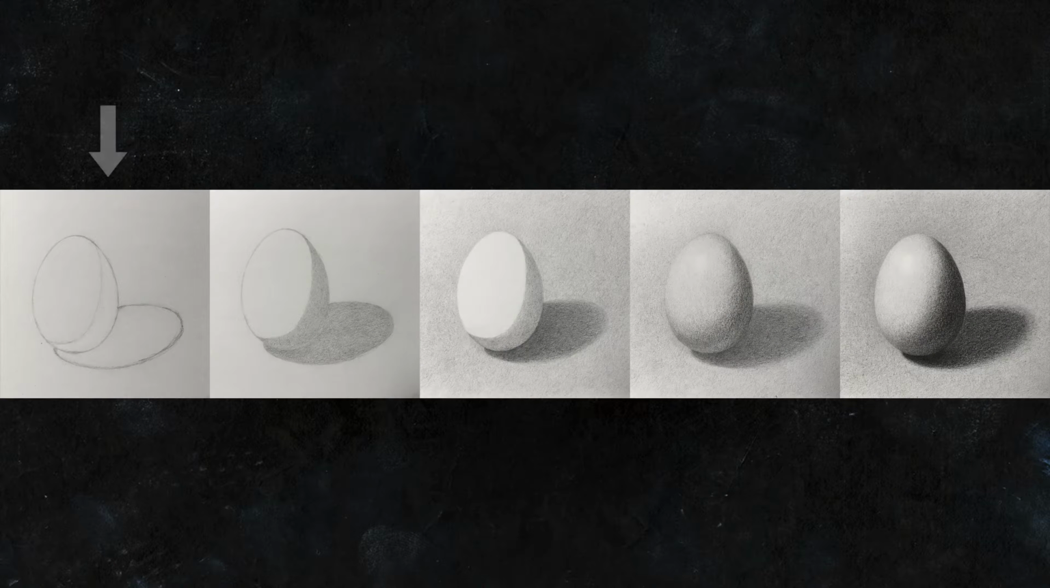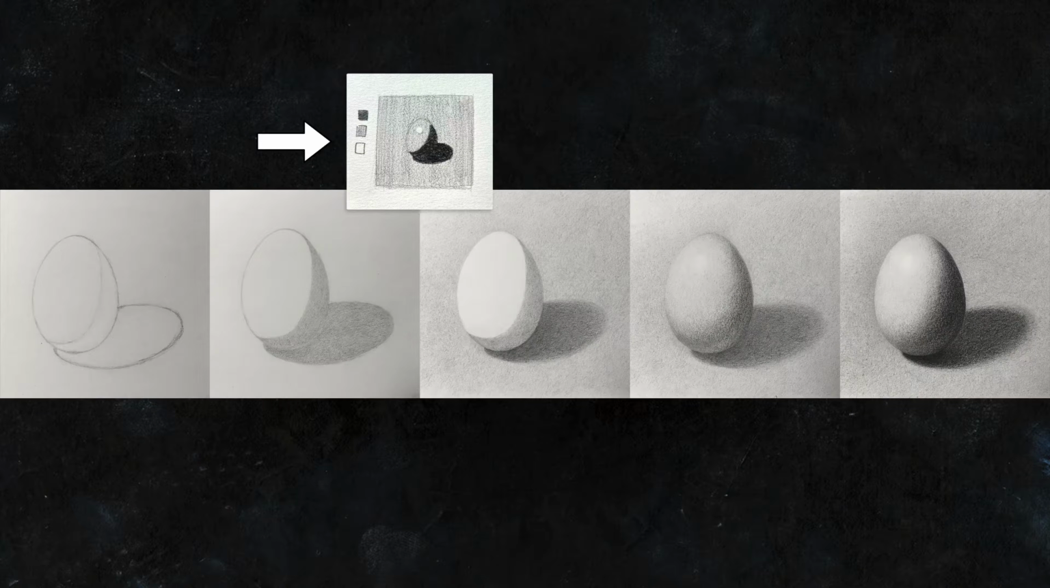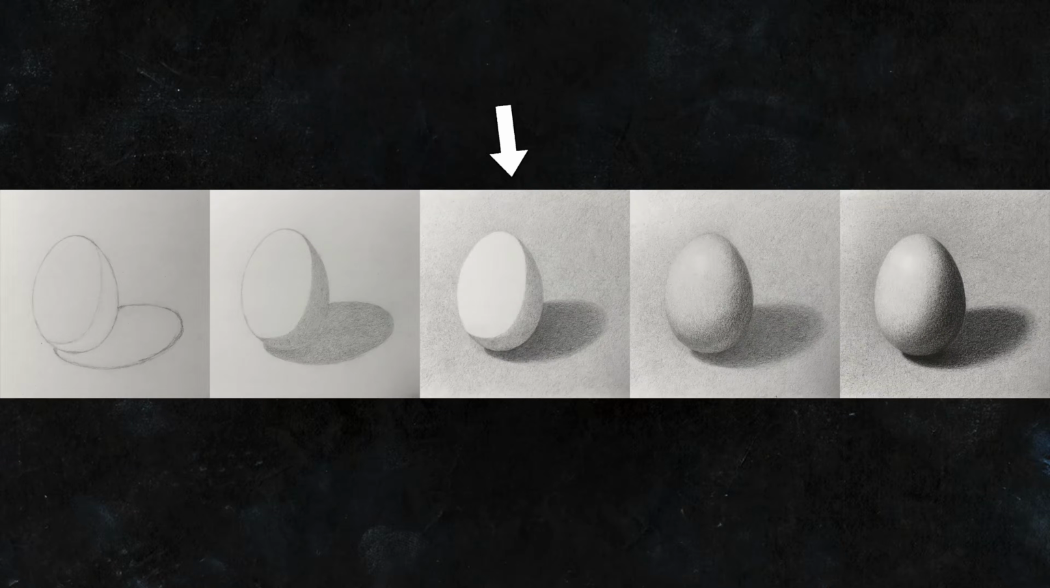You'll begin with a line block-in, ensuring that all proportions are correct. Then you'll apply a flat tone to the shadow family, consisting of form shadow and cast shadow. Next, you'll make a small value study to understand the tonal relationships in your image and create value groups. You will apply these groups to your drawing and then start modeling the form.